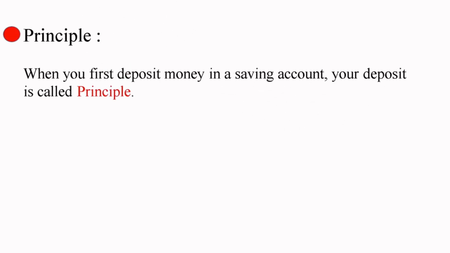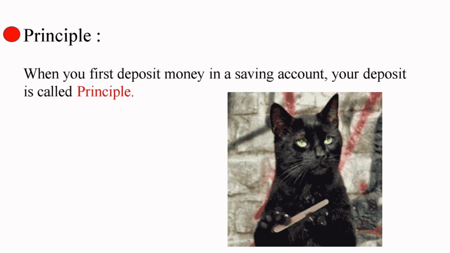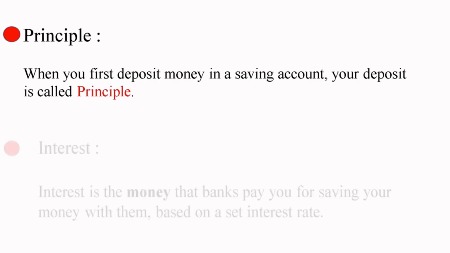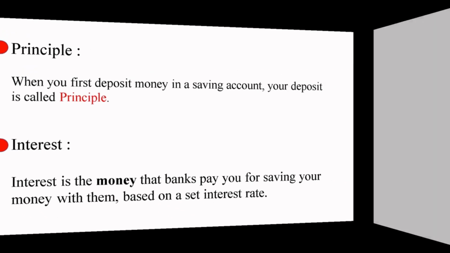Before learning how to solve examples, it's important to get familiar with some definitions. What is the meaning of principal? Principal is the amount of money that you put in a bank account. What is the definition of interest? The bank is going to invest your money, and because of that investment, it's going to pay you your share. So it's the money that the bank is going to pay you for saving your money with them, based on the interest rate.